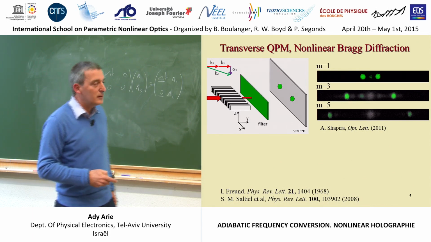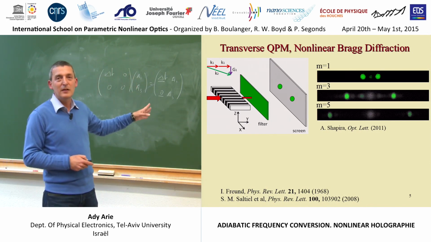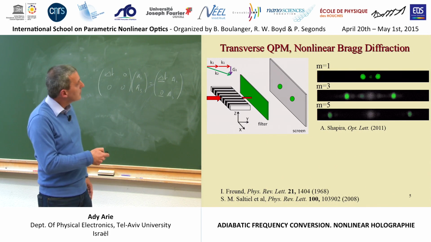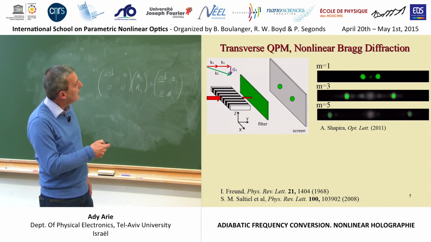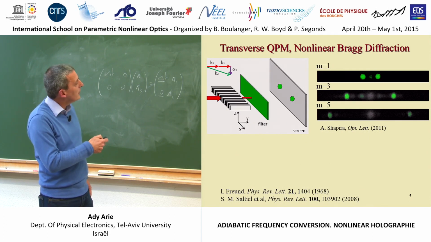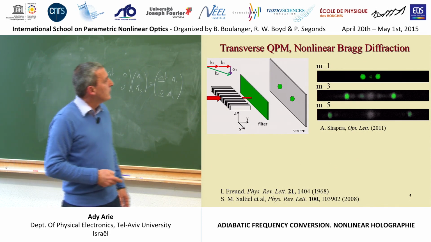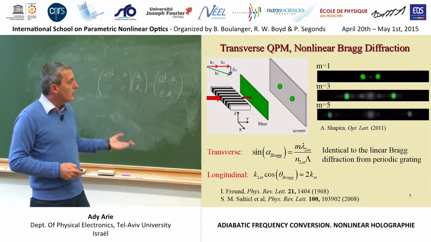And what we have here is also quasi-phase matching, but now this is a vectorial condition. So this is the fundamental. Now the k vector, the QPM vector, is orthogonal to the input wave, and therefore we get the output at an angle. And because it's symmetric, we get 2 points. Okay? So this is also called nonlinear Bragg diffraction.